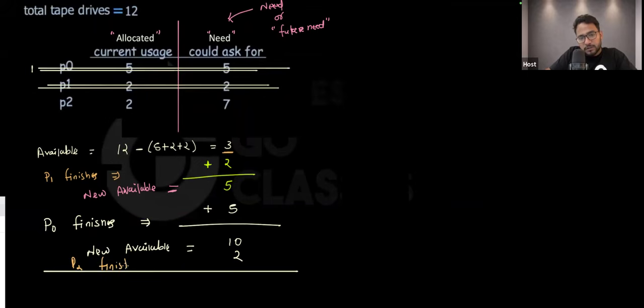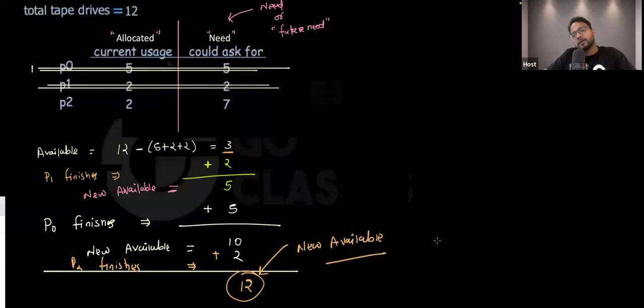After P2 finishes, you are going to add this 2. So 12 will be your new available. Okay. Now after all finishes, you will be having this as available with you. Okay. Are you getting what I'm trying to say here?